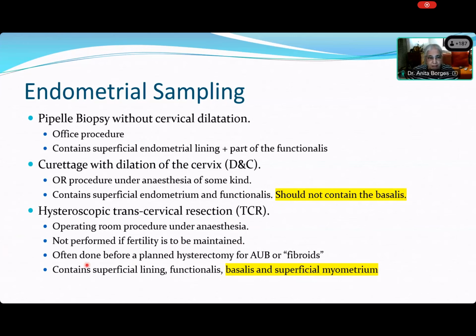So it is done only if you are wanting to do a hysterectomy later on and you want to find out if there is any abnormality there that might be malignant, or might have in situ carcinoma or in situ neoplasia. And you're anyway going to do a hysterectomy, for abnormal bleeding or fibroids, then and only then you will do this hysteroscopic transcervical resection of the endometrium, because it will contain the superficial lining, the functionalis, most often the basalis and some portions of the superficial myometrium. Okay, so this is the time when you will be able to see the basalis in your curettage. If you've got a standard curettage, you will not see, or you should not see, the basalis.